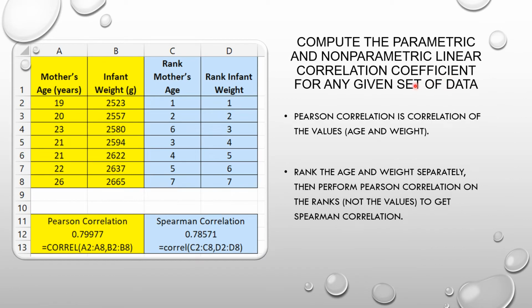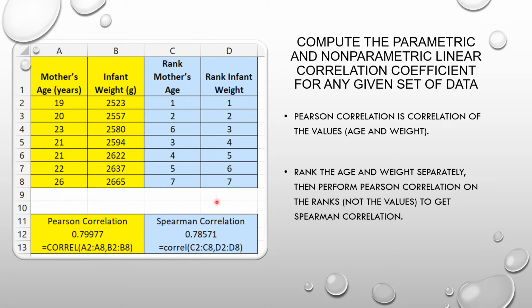So what we have is a set of data. We have the mother's age, how old the mother is when she's pregnant, and the infant weight. We want to see whether they are correlated. If I take the correlation of column A versus column B, it doesn't matter whether it is column A versus column B or column B versus column A. It gives me a Pearson's correlation.